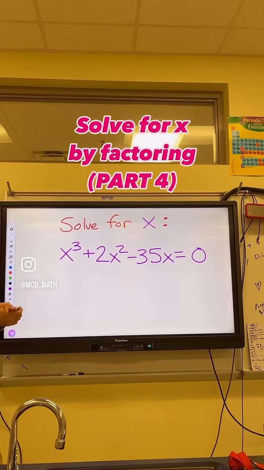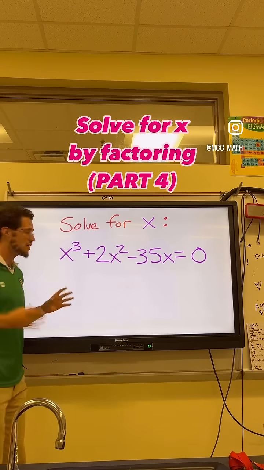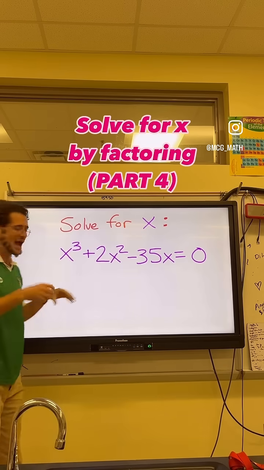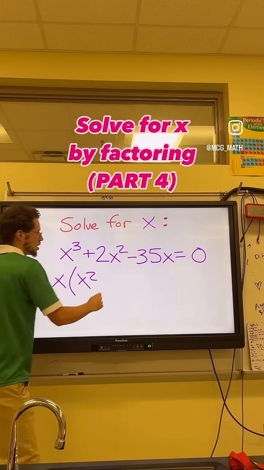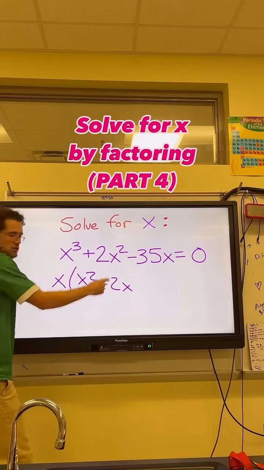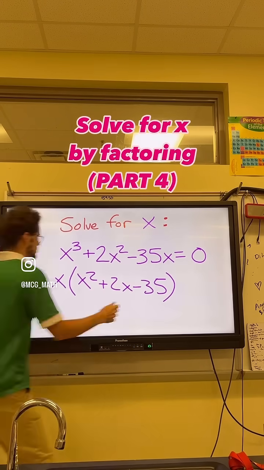In this case, the greatest common factor is x. So if we factor out an x, that's like dividing each term by x and pulling it out front, we get x times the quantity x squared plus 2x minus 35. And this is all equal to 0.